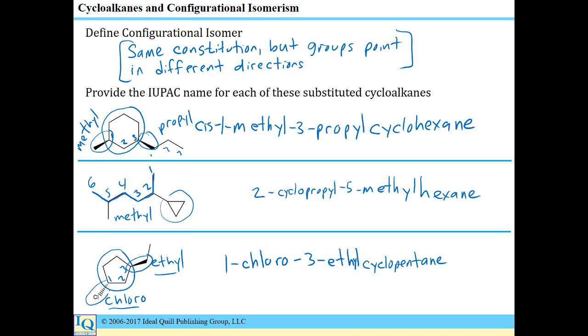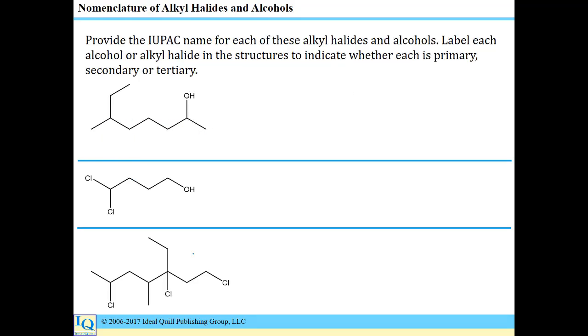If we look at the two substituents coming off, we could have had another configuration where both those were coming towards us. In this case, they're pointing in opposite directions, so we need the trans prefix in front of this name. So it is trans-1-chloro-3-ethylcyclopentane.